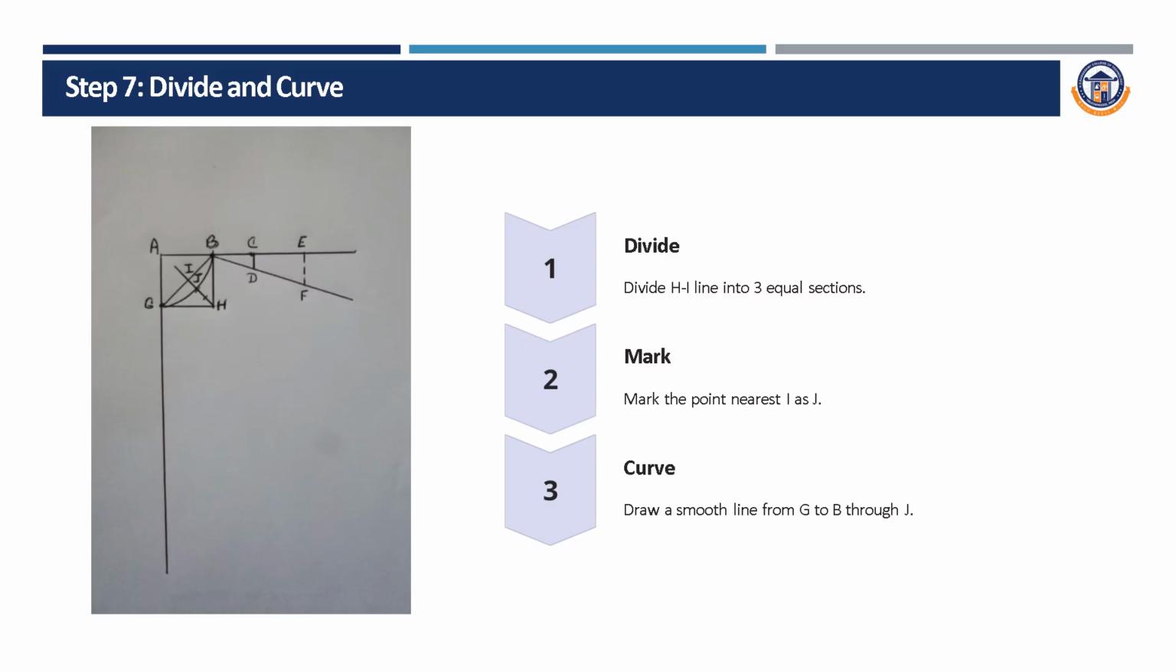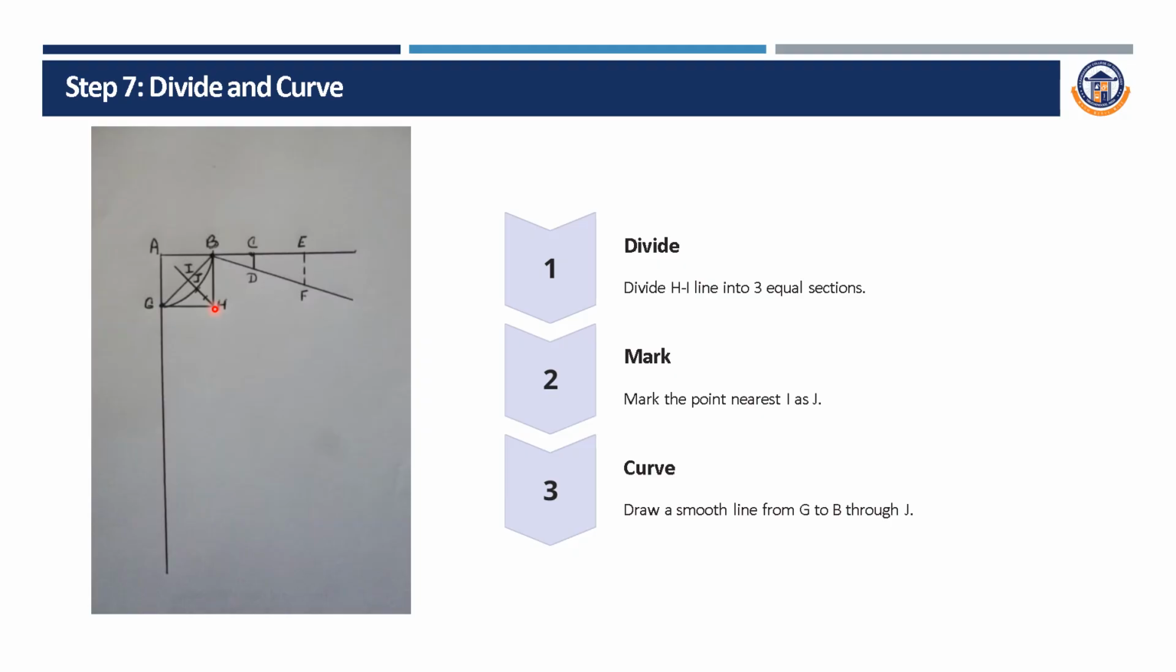Divide the H to I line into 3 equal parts. How do we get I? When we are marking B to G as a slope line, from H you will make a diagonal line A to H. That time there will be a midpoint where you will get the point I. From I to H, you will mark 3 equal points, as shown here.